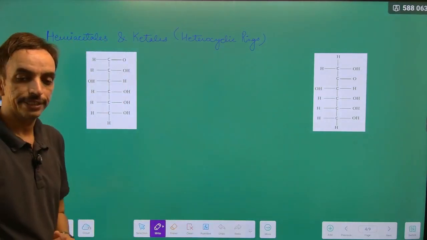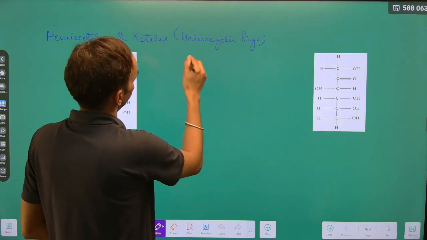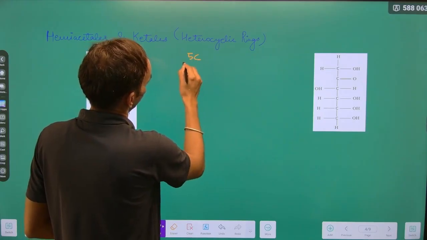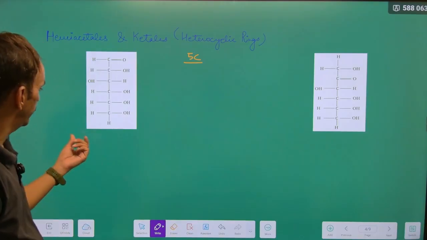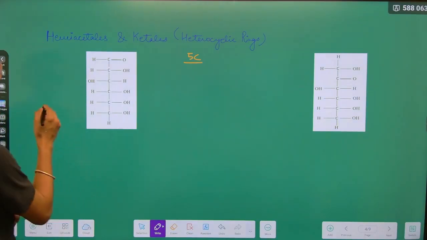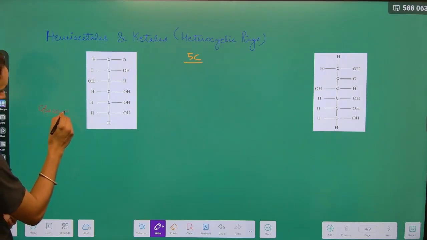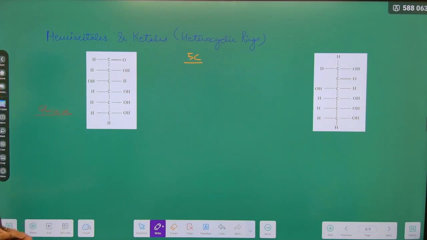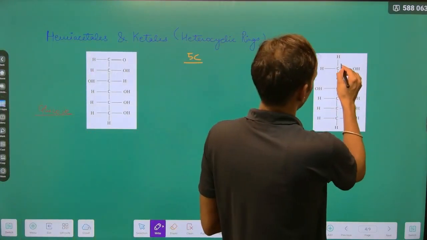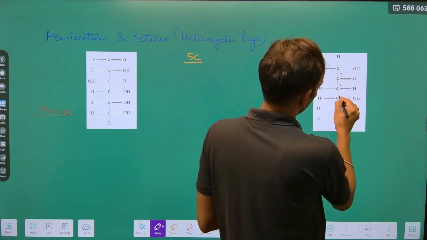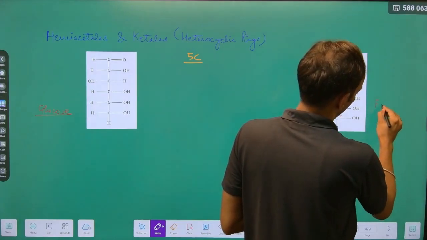Next is the hemiacetal and ketal. Sugars with 5 carbons or more readily adopt a ring structure. This is the structure of glucose, a 6-carbon aldehyde sugar, while this is the structure of a 6-carbon ketone sugar, which is known as fructose.